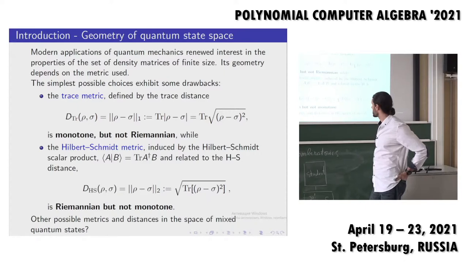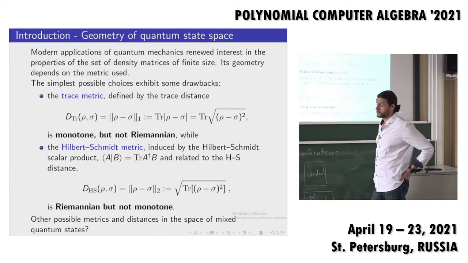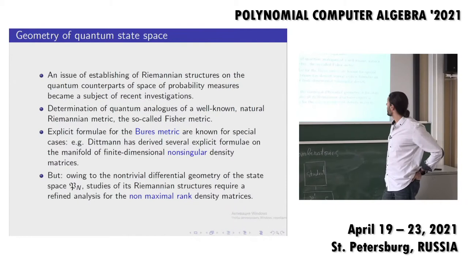the Hilbert-Schmidt metric satisfies this property, but we want a metric on our space to be nice and satisfy these properties, and we have to have a look at other metrics as well. So there's an issue of establishing a suitable Riemannian structure on the space of density matrices, on the quantum counterparts of the space of probability measures.